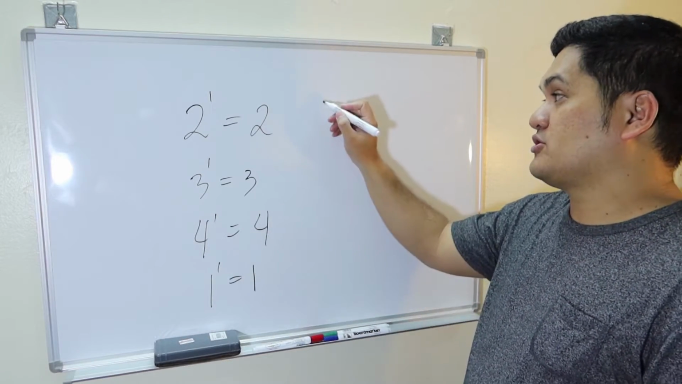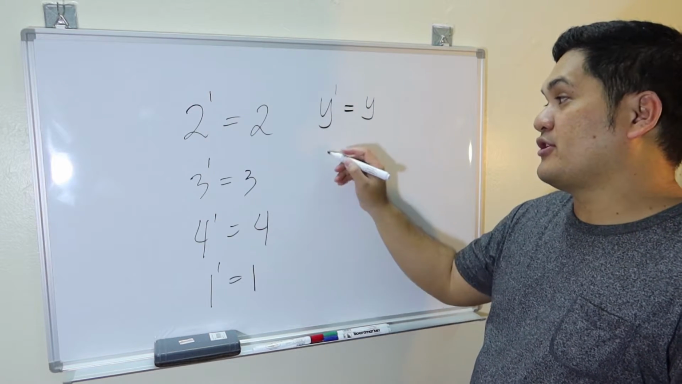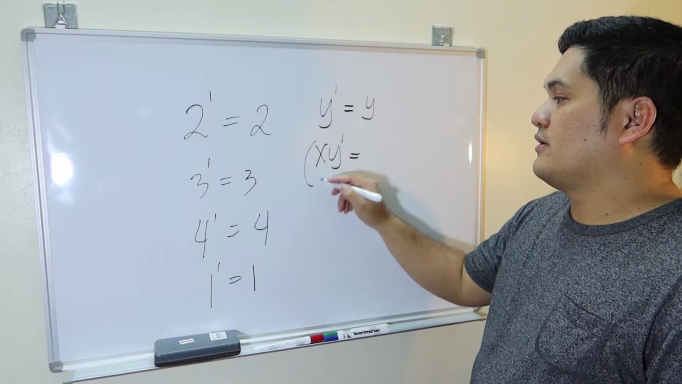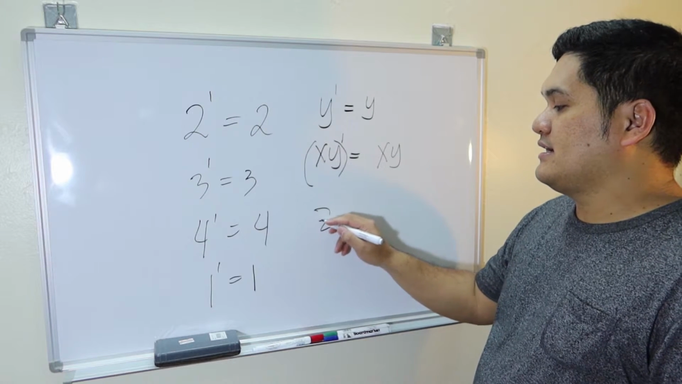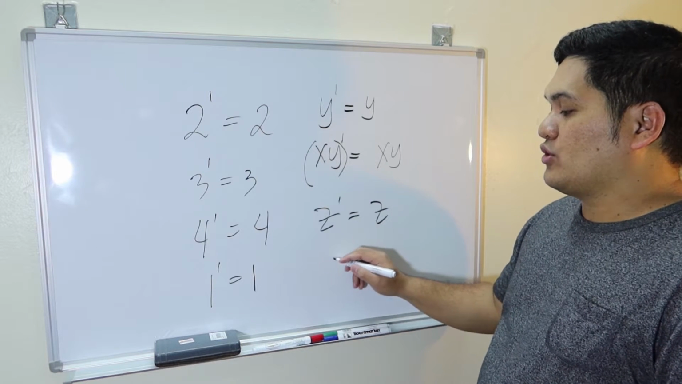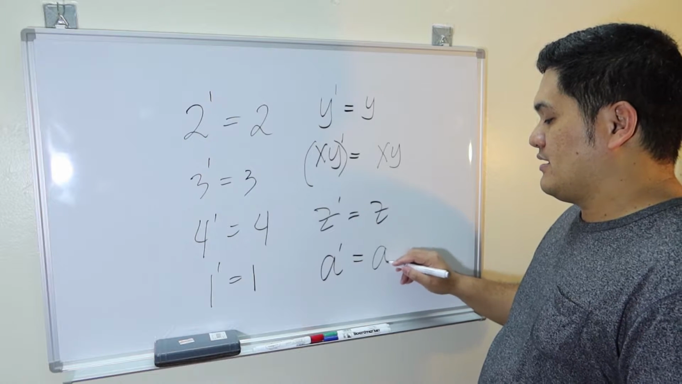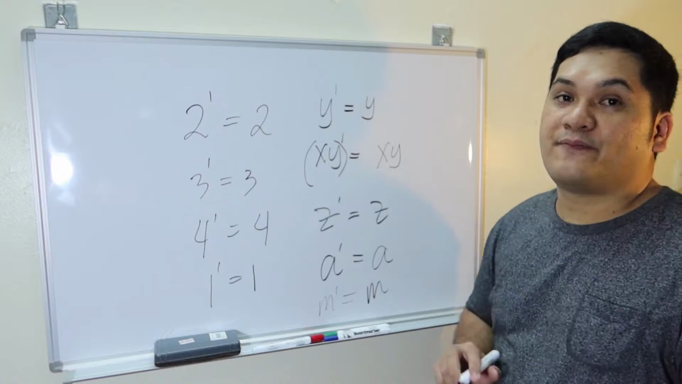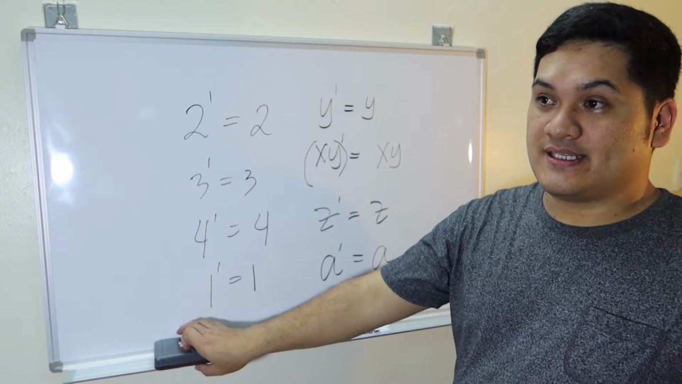Pero kung meron kang expression na y raised to 1, your answer would be y. Kung meron kang x, y raised to 1, your answer is xy. Kung meron kang z raised to 1, you'll have your answer as z. Kung meron kang a raised to 1, your answer is A. Meron kang M raised to 1, meron kang answer na M. So, any number raised to 1, it's just its number.